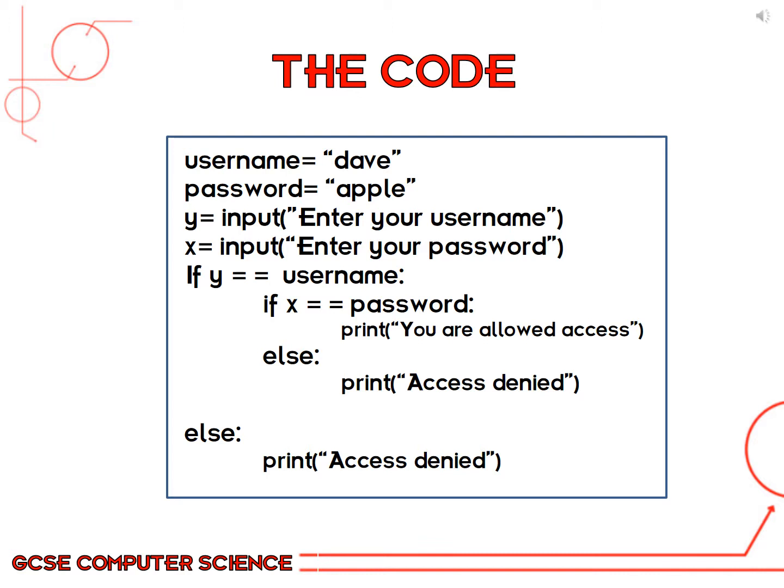If it's not equal to Apple, then it's going to say access denied. So if you just take a minute to look at the program itself, imagine that you're running the program. It's going to come up, enter your username, type in Dave, and it will ask you to enter your password, and it's going to check to see if your password is equal to Apple. If it is, it allows access. If it's not, it's access denied. That is an example of a nested if statement.